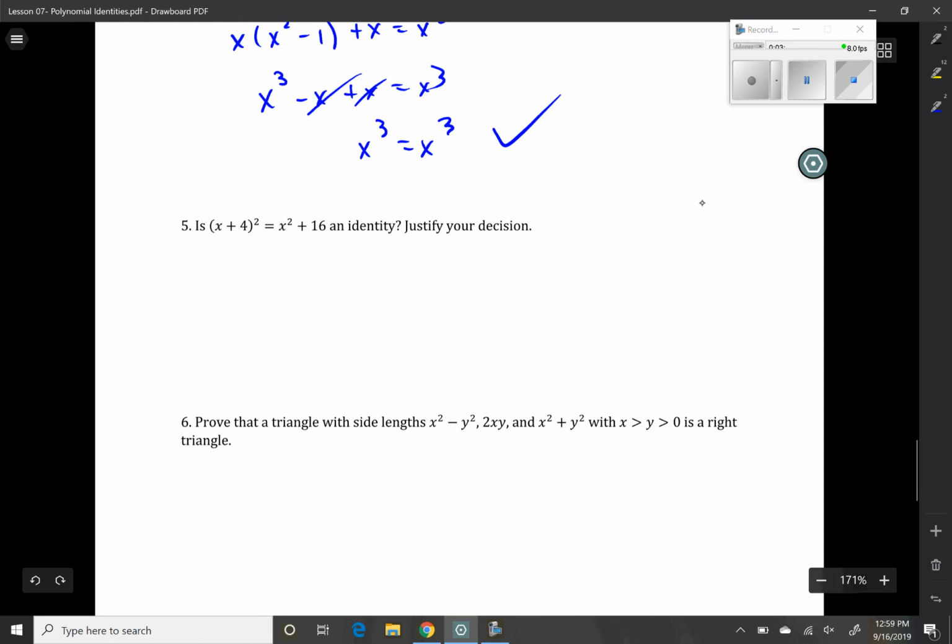Next one asks, is this an identity? To prove that this is an identity or not, all we have to do is multiply out x plus 4 squared. Now, if you're a box person, do your boxes. Or, if you remember the rule from last year, you know that these two things are not equal to each other.